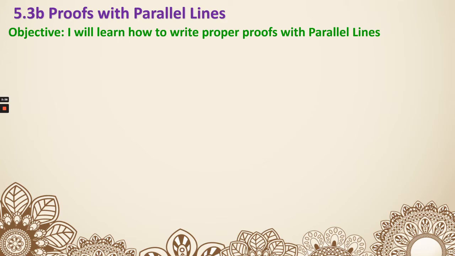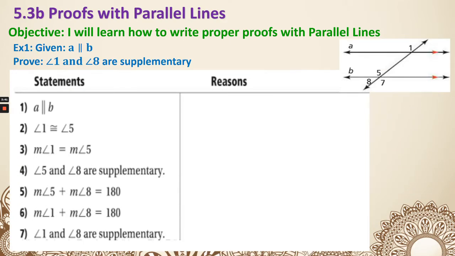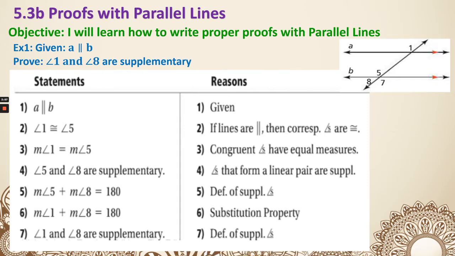Now we can get into real geometry proofs. First one, given line A is parallel with line B, prove angle 1 and angle 8 are supplementary. First step, A is parallel with B. That is given, because that is given information. Next, angle 1 is congruent with angle 5. They're corresponding angles, so instead of writing the whole thing out, we can just call it the corresponding angle theorem.